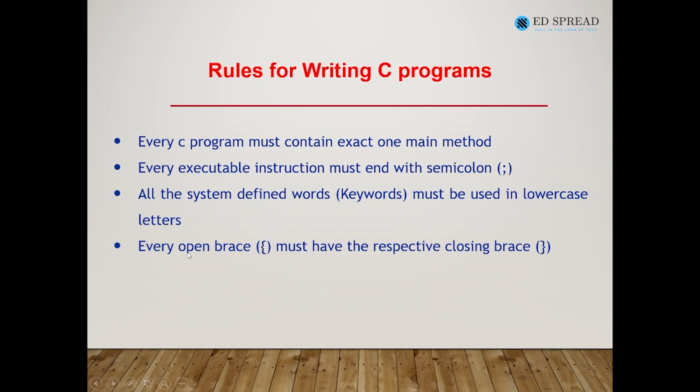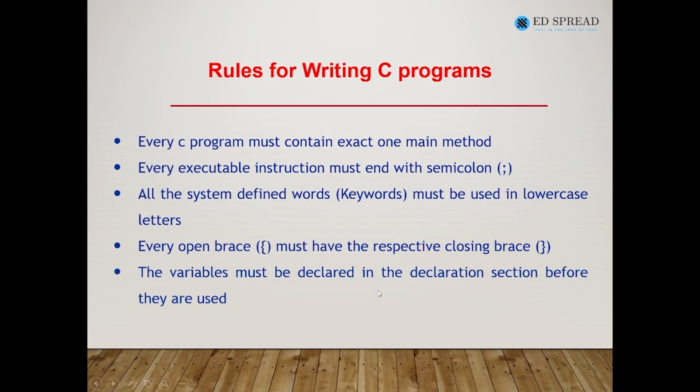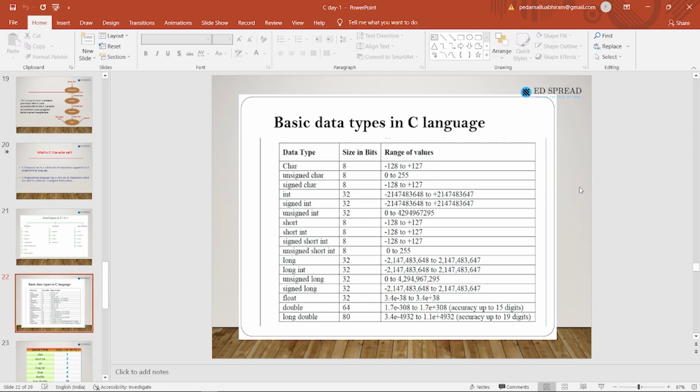Okay, every open brace must have the respective closing brace. So after int main, I have pressed an opening brace. And because there is a closing brace that has been automatically provided by the compiler, the C++, it's not a problem. But if you write it in some other compiler, there might not be a closing brace. So you need to close it over there. If there is no closing brace, you will get an error. The variables must be declared in the declaration section before they are used. Okay. So I'm going to show you a very small program here.